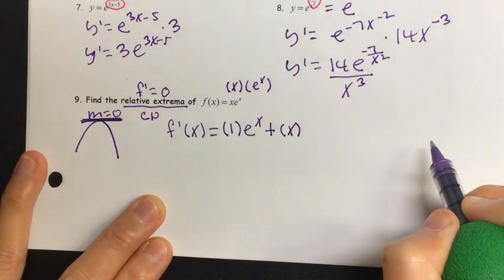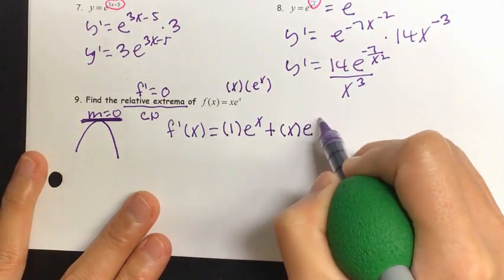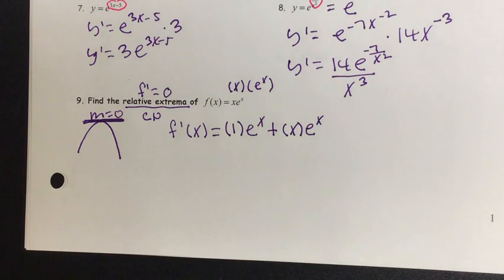And what is the derivative of e to the x? E to the x. And what is the derivative of that power? 1. Derivative of the power is 1. And I don't need the 1, so I'm going to leave that alone.